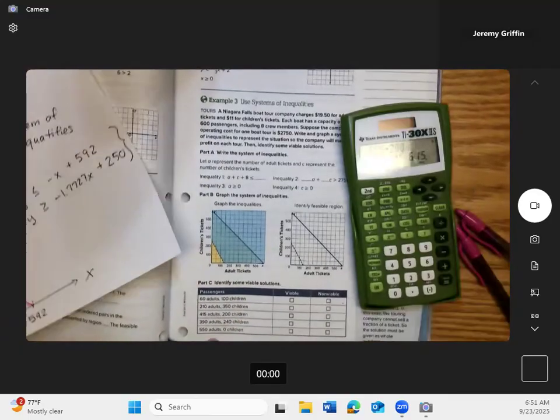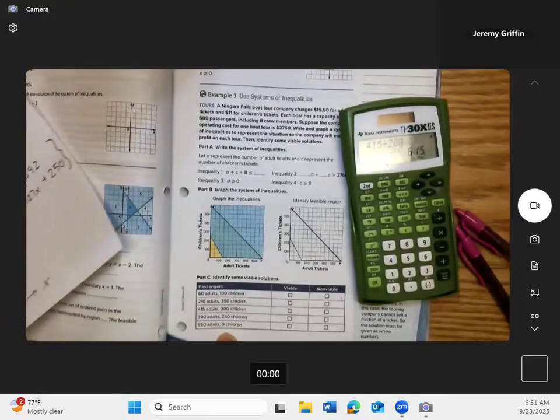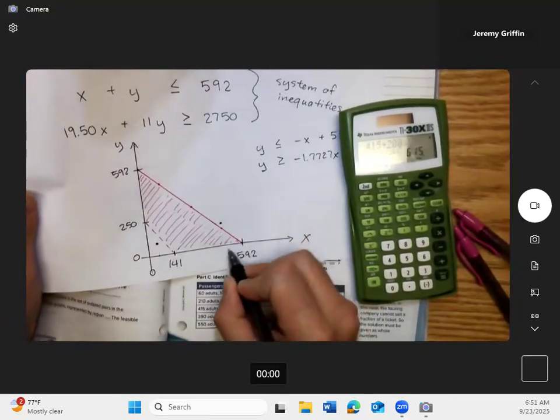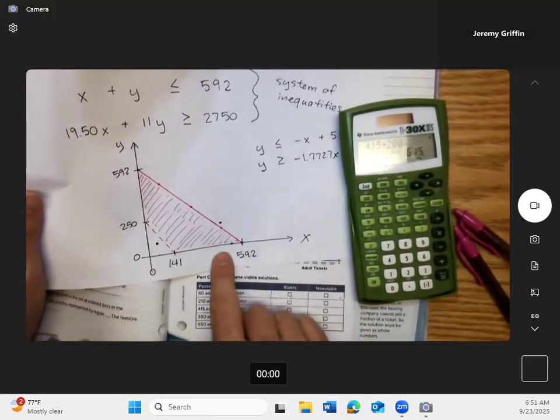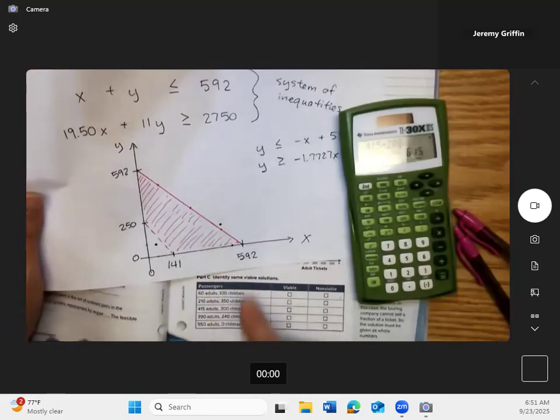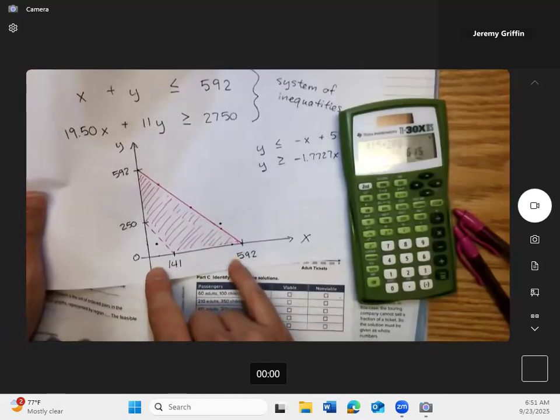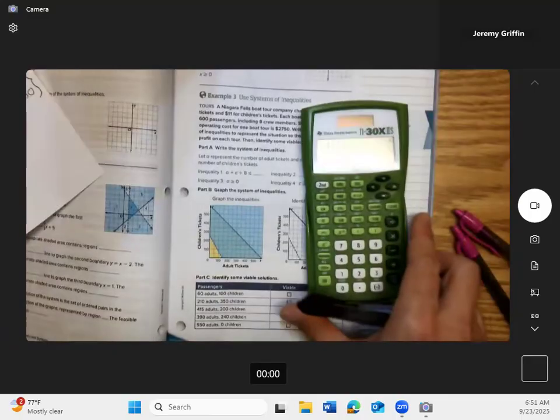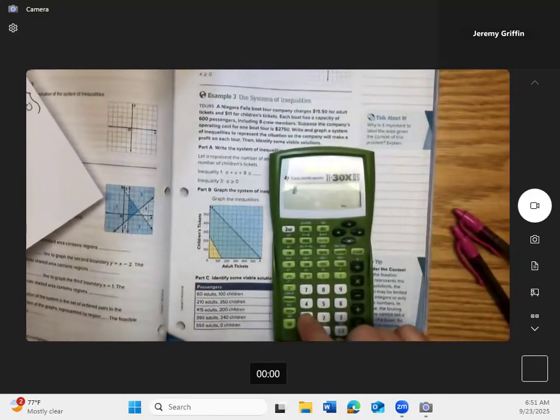How about 550 adults, no children? Would that be viable? Well, that would be right here. Yeah, so they have boat space for that. 550 adults, no children. And just glancing at my graph, that looks like it's definitely profitable, but I can check for sure by checking on the calculator.